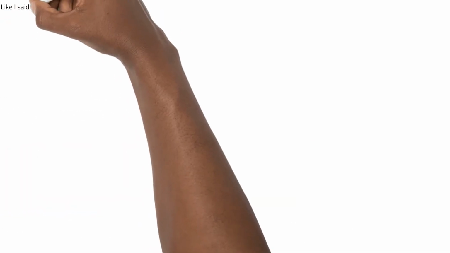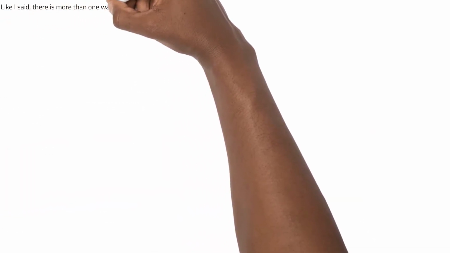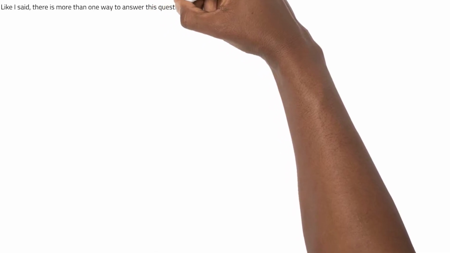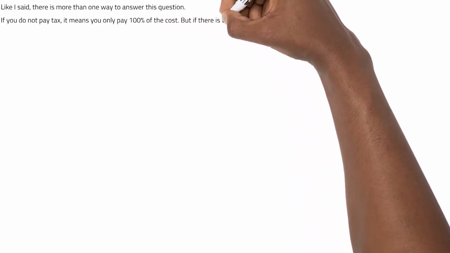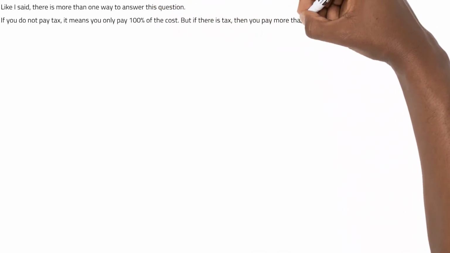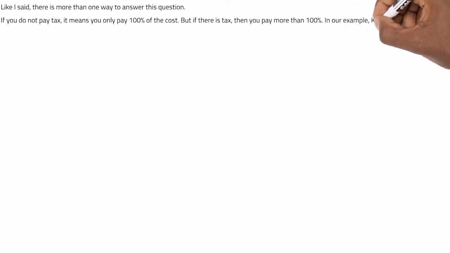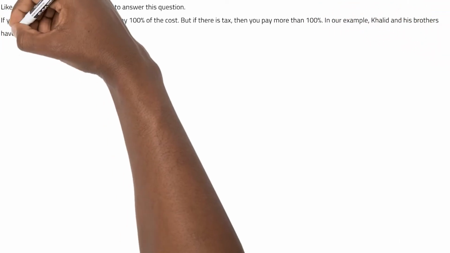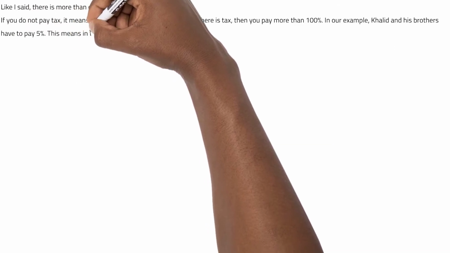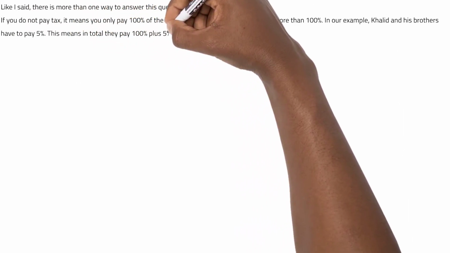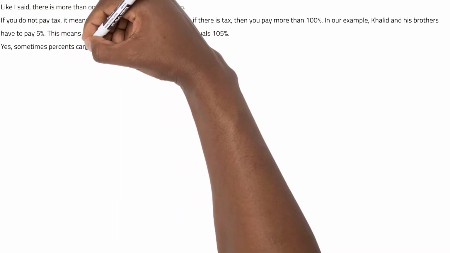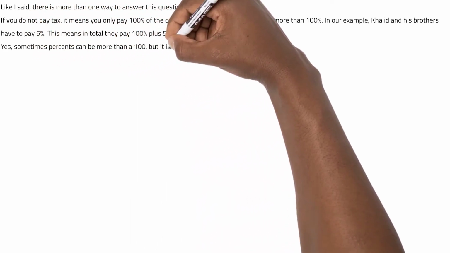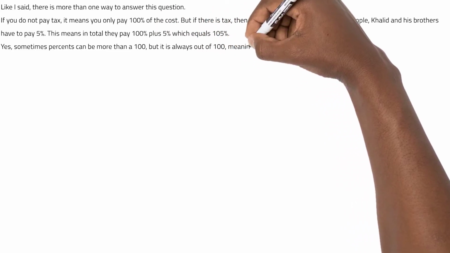Like I said, there is more than one way to answer this question. If you do not pay tax, it means you only pay 100% of the cost. But if there is tax, then you pay more than 100%. In our example, Khalid and his brothers have to pay 5%. This means in total they pay 100% plus 5%, which equals 105%. Yes, sometimes percents can be more than a 100, but it is always out of 100, meaning that the ratio will always have a denominator of 100.